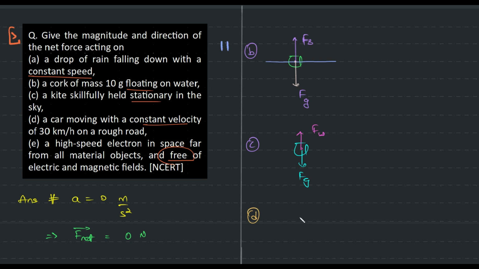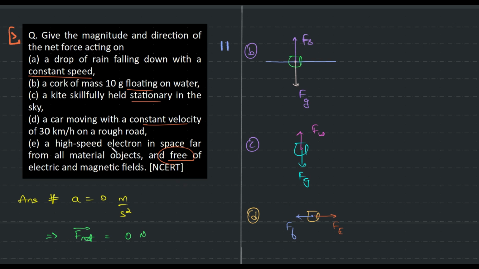When it comes to D, constant velocity. We have the force because of friction. If the vehicle is moving to the right, the force of friction will be to the left. There are a lot of things that I can't explain now, but the point is, your vehicle engine is pushing it forward while the friction is trying to pull it back. When these two are equal, that's when we get constant velocity.